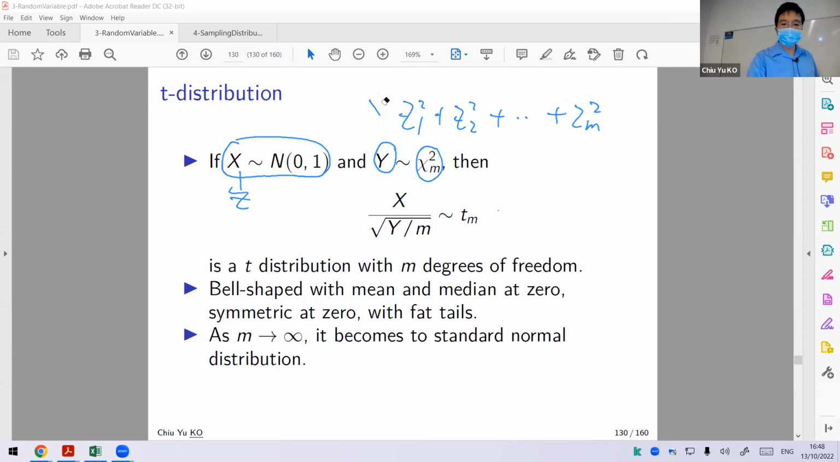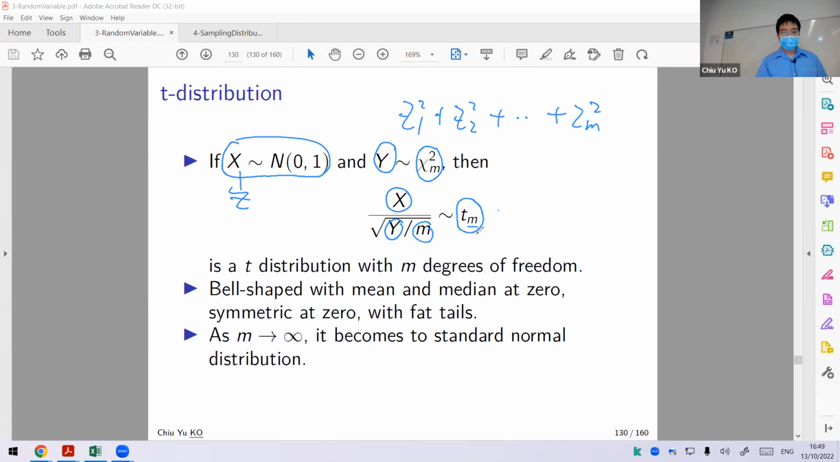What we're looking at is the ratio of these two things. We have a normal, and we have the sum of squares of the normals divided by m, the average of this, and then the square root. It looks very crazy, and you would not immediately see why you do it. You will see when I talk about the next topic. And this guy is called the T distribution with M.